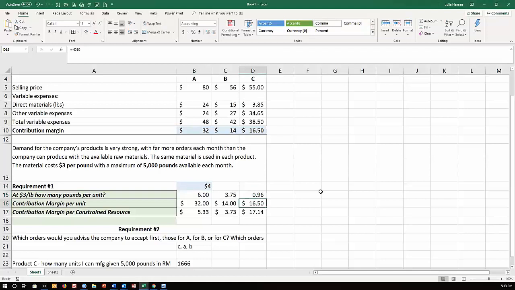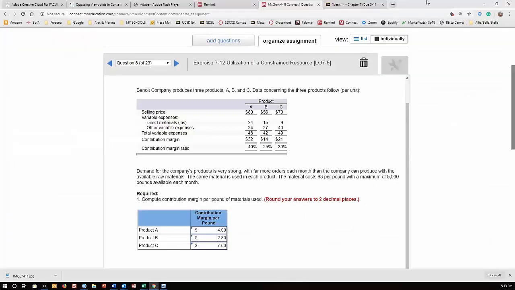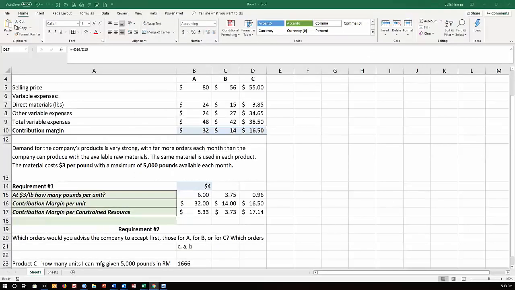All right, so hold on. My margin per unit is 16.50. This should be this, and you got 17.14. Yeah, that's what I put in. I was doing the same thing and it kept saying I was wrong. I was wrong too. Hold on, hold on. Let me just move this. Hold the phone.